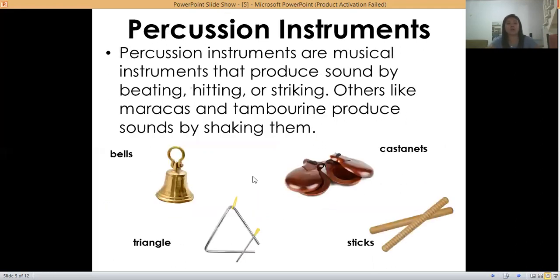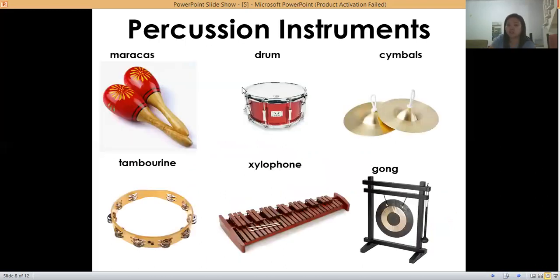Okay, for the last one, we have percussion instruments. Percussion instruments are musical instruments that produce sound by beating, hitting, or striking. Others, like maracas and tambourine, produce sounds by shaking them. So here are the percussion instruments. We have bells, triangle, castanets, sticks, maracas, drum, cymbals, tambourine, xylophone, and gong.